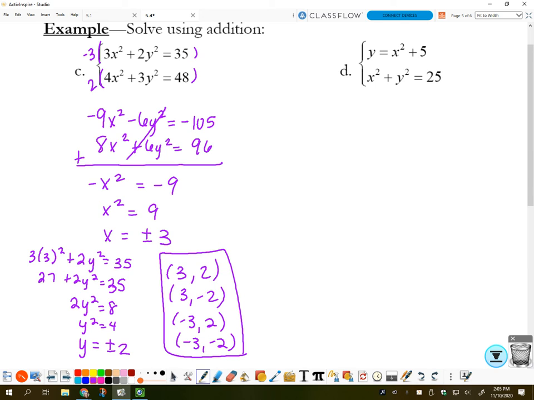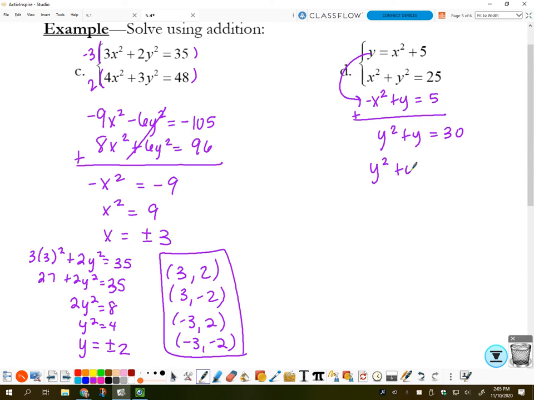Alright, so this one is actually set up where you can do the, what's it called? Substitution. But they have it and they use the addition. So for us to do that, we need x squared and y to be on the same side. So I'm going to rewrite this one. I'm going to move the x squared to the other side. So it's -x squared plus y equals 5. If I add those together, the x squareds cancel. I have y squared plus y equals 30.